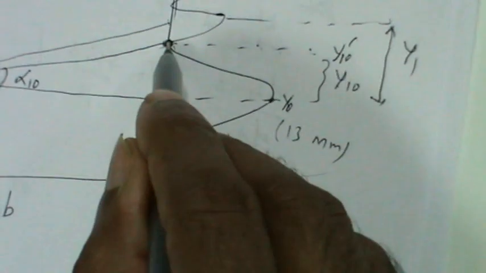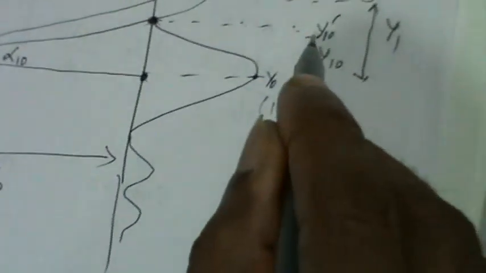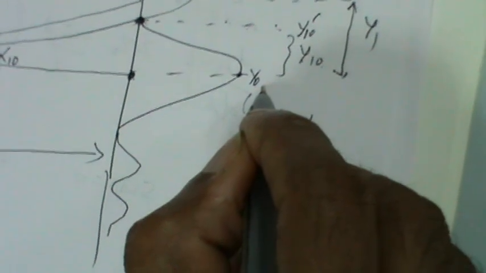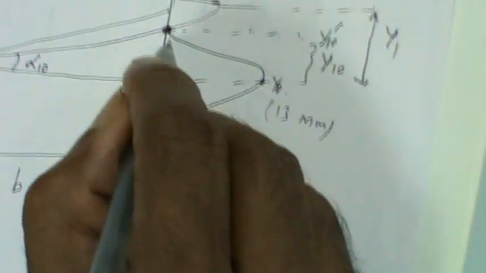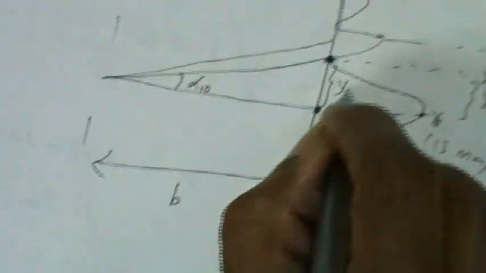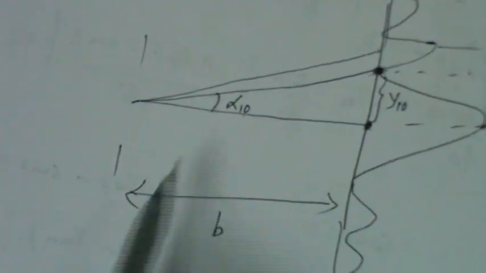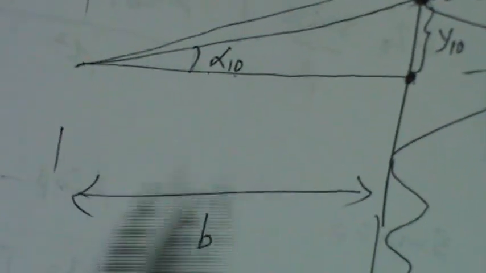So the distance between the first minimum and the central maximum is denoted as y10, which is essentially y10 prime minus y0. What I am trying to say is that this distance, we somehow measure it experimentally. I denote this distance as y10. It is possible for me to find out what is sin alpha 10. For small angle, sin alpha 10 can be equated to tan alpha 10. From this figure, it is possible for us to compute tan alpha 10, which is nothing but y10 by b, where b is the distance between the slit and the screen.